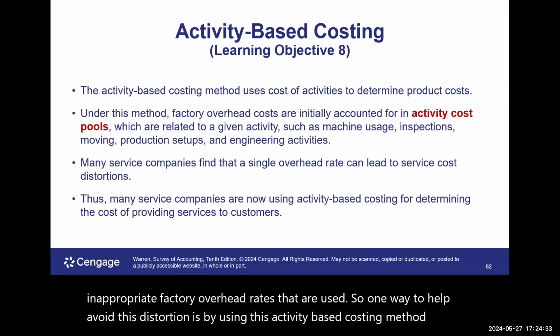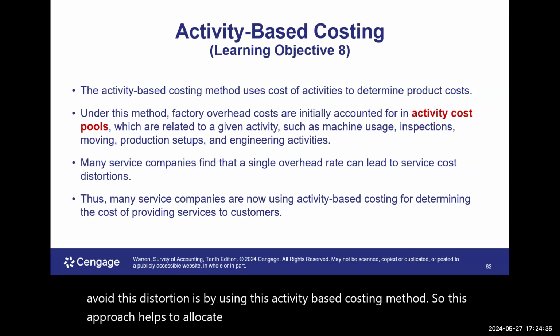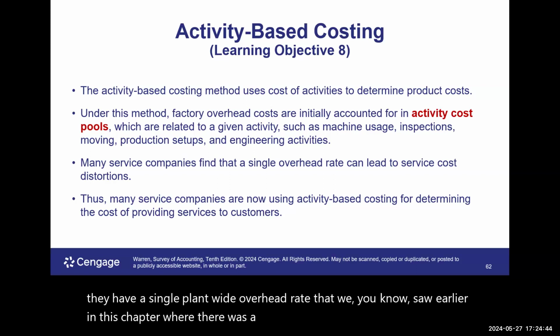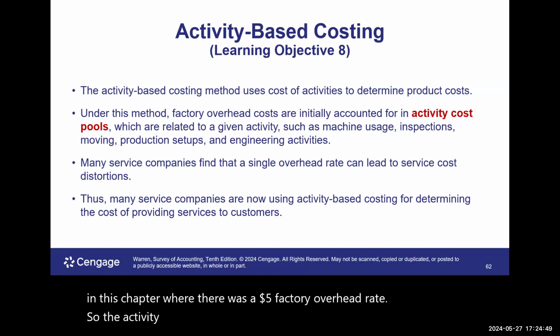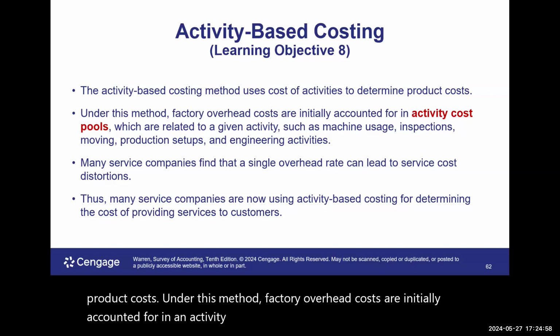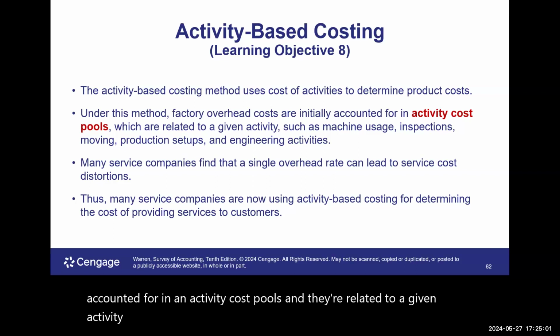This approach helps to allocate factory overhead more accurately than a single plant-wide overhead rate, like the one we saw earlier in this chapter where there was a $5 factory overhead rate. The activity-based costing method uses cost of activities to determine product costs. Under this method, factory overhead costs are initially accounted for in activity cost pools, and they're related to a given activity, such as machine usage, inspections, moving, production setups, and engineering activities.